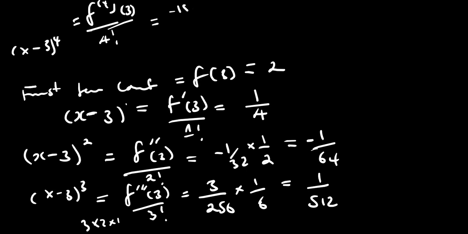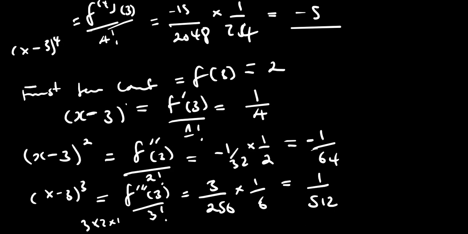And this will be negative 15 over 2048. So 4 factorial is just 24, so that's the same as saying 1 over 24. And when I work out this, I just get negative 5 over 16,384. So this is what I get. Now after getting this, I can write now the first 4 terms of the polynomial.